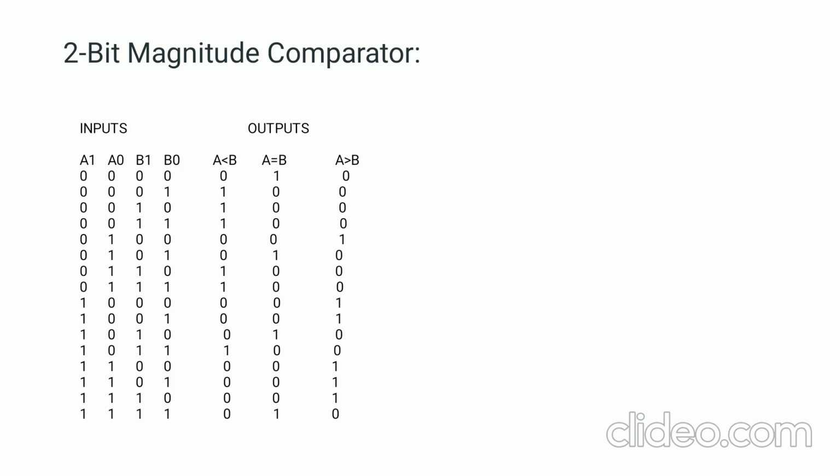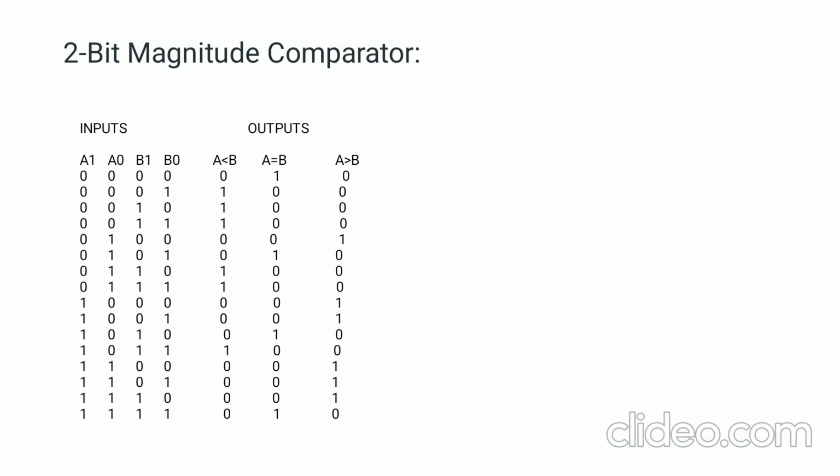And in the next bit 1 0 1 0, both a and b have the same value. So it will produce a equal to b as 1. Remaining two outputs have the value 0. And in the next case 1 0 1 1, a has 2 and b has 3. So it will produce a less than b as 1.